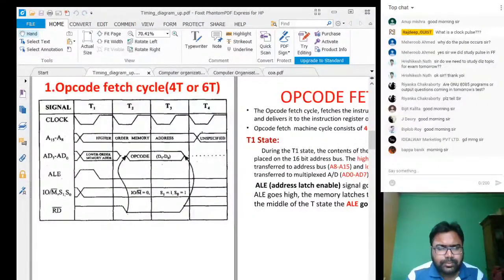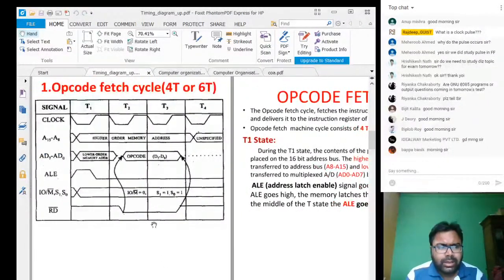If you see here closely, we'll analyze what is happening and read what operations are going on. It has 4 cycles, T1, T2, T3, T4. Each is an individual clock pulse. First, if you see here, A8 to A15 and AD0 to AD7. These are basically your address buses.